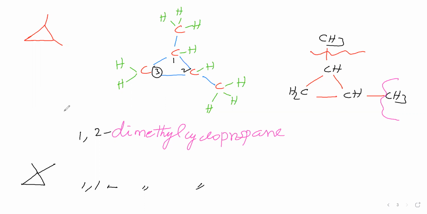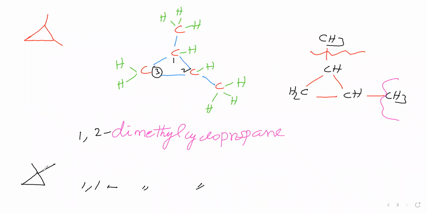Number of branches same. Branch name is same. But what is the difference? Here branch present at first carbon and second carbons. Here both branches present at first carbon only. Therefore, what is the position of branch here and here? Shall we say different? So position of branch is different.